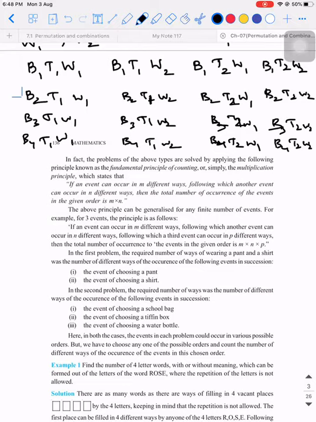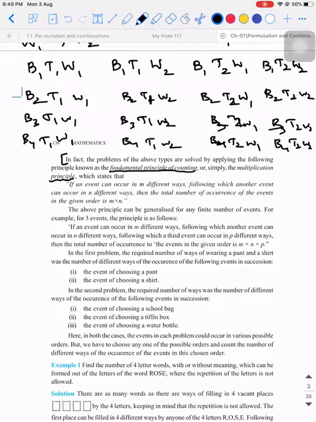Are you guys clear? So it is written, see. In fact, the problems of the above types are solved by applying the following principle known as the fundamental principle of counting, or simply the multiplication principle. Okay, so write down the statement. I want you all to write it down, please. So take your notes and write it down.